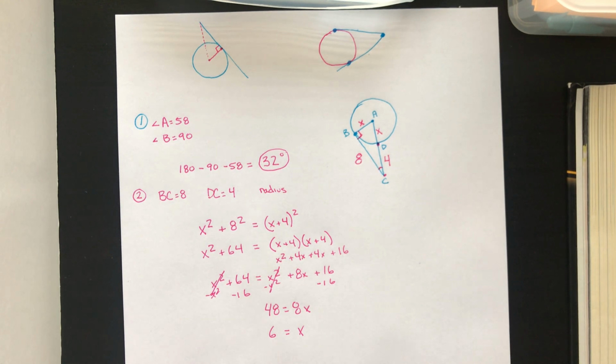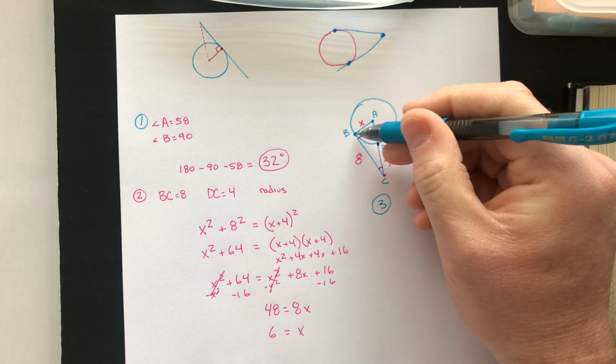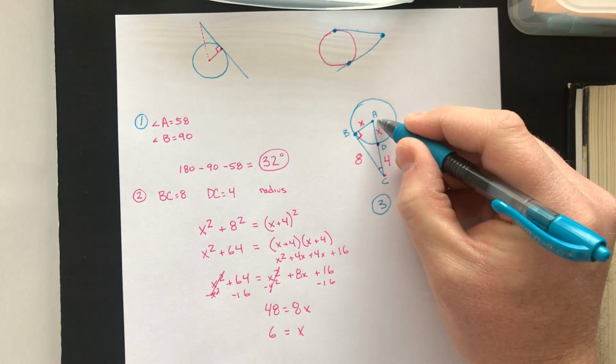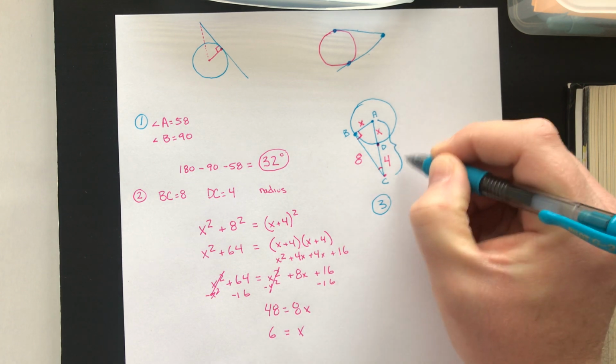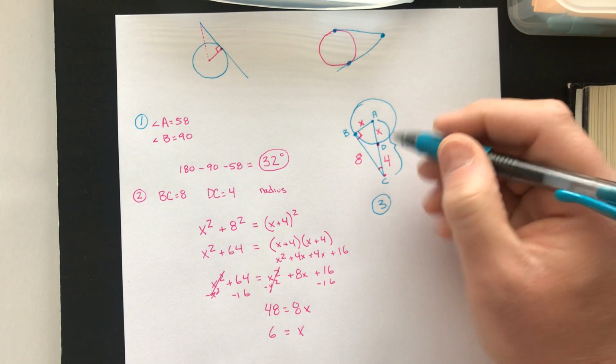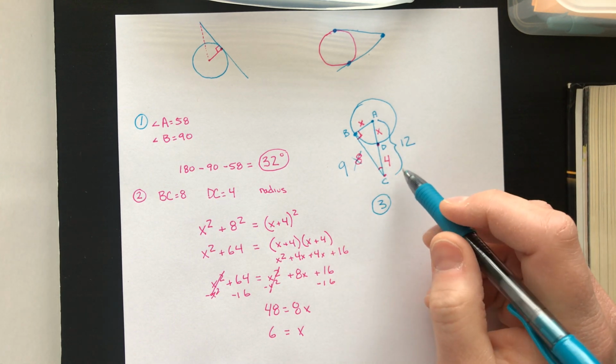Okay? All right, let's look at number 3. If AC is 12 and BC is 9, what is the radius? So, number 3. If AC is 12, so this entire line segment is 12. BC is 9. So this is 9, no longer 8, okay? What is the radius, which is x?